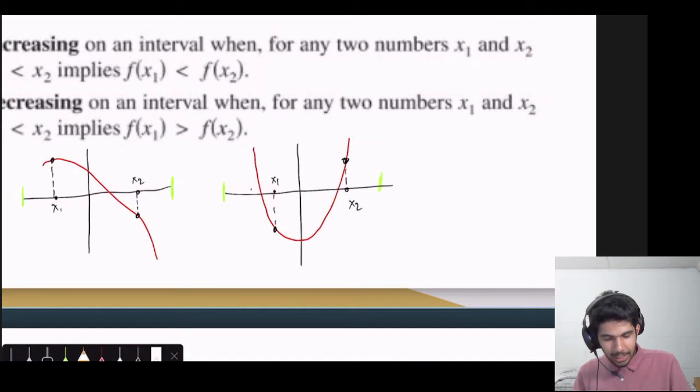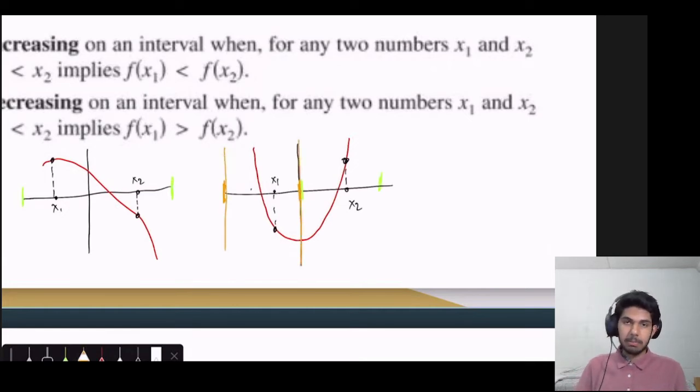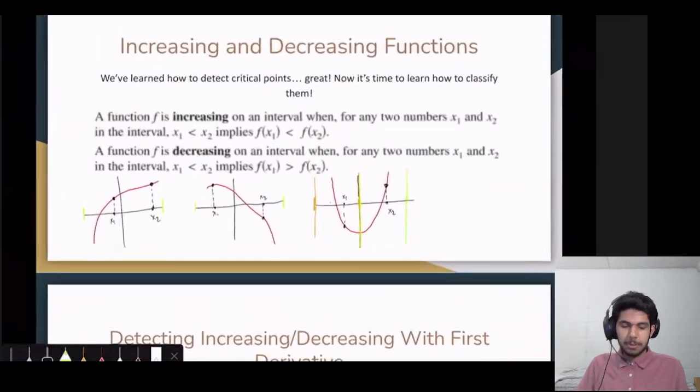But let's just say that I alter my interval. So let's consider the orange interval first. In that interval, the function is decreasing, right? You can just take any two points and you'll see that it's true. f of x1 is greater than f of x2. Now we consider the green interval, and we can see that on that side it's increasing. f of x1 is less than f of x2. So those are just a couple of examples there.